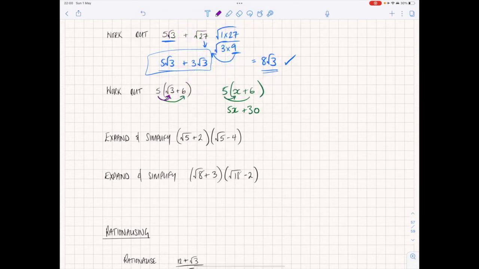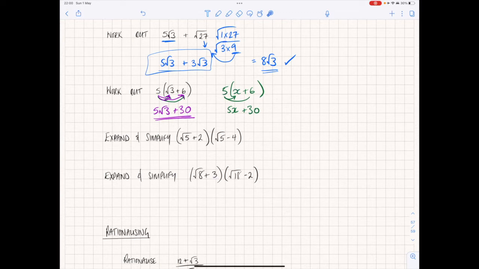You're basically saying 5 times root 3, which is just 5 root 3. 5 times 6 is 30. Now I can't simplify that because that's a root 3 and that's a number. So it's like having 5x plus 30. You can't put that together. That's as simplified as it goes. Now, if you ended up here having something like a root 8 or a root 12, like we spoke about previously, then you need to make sure that you simplify from there.